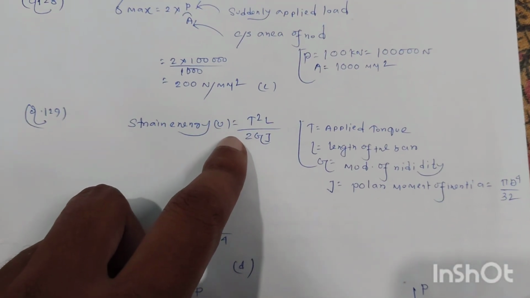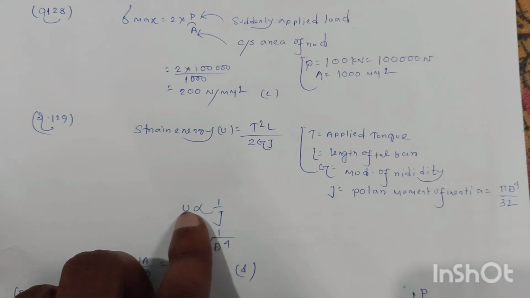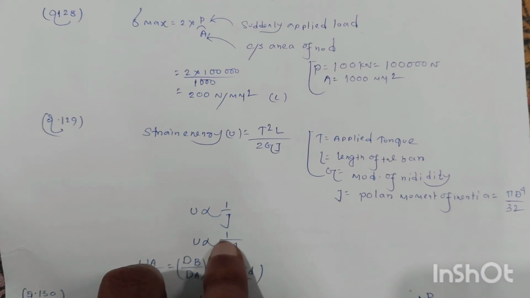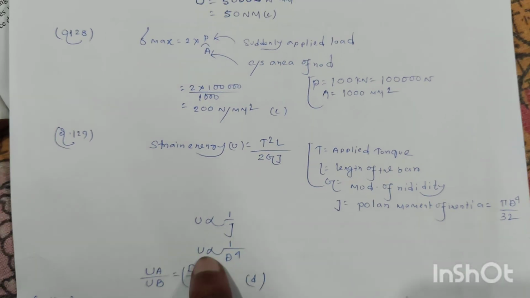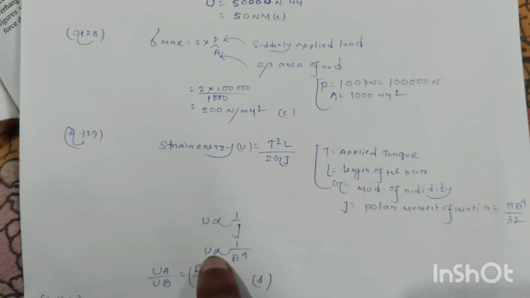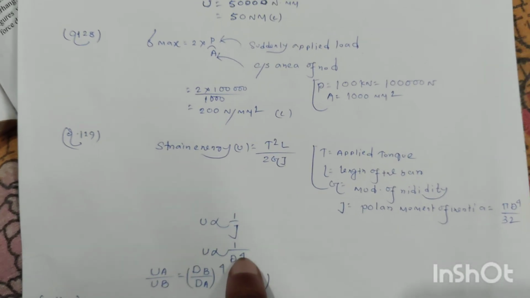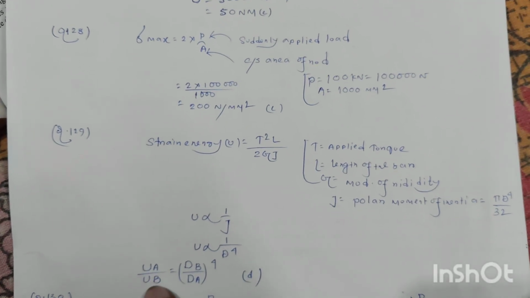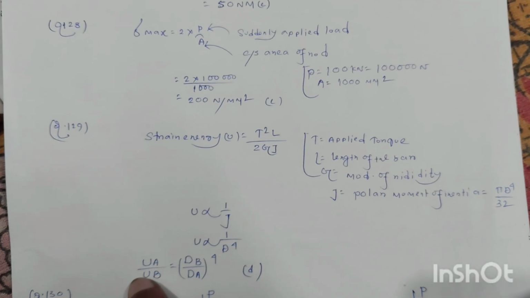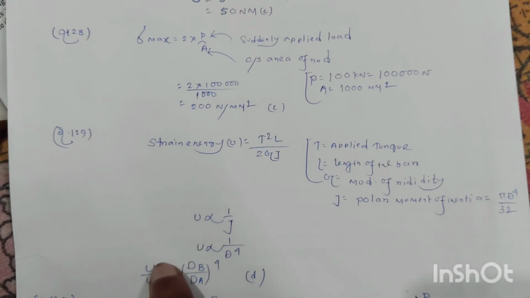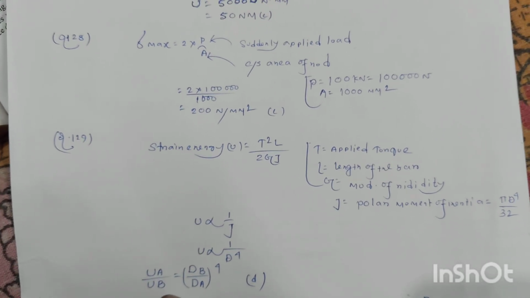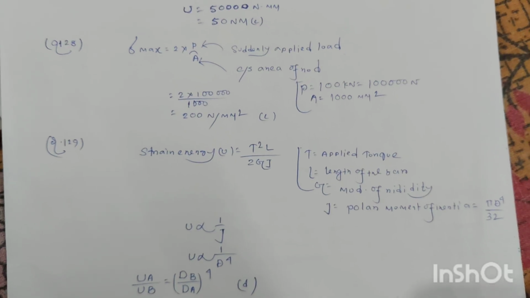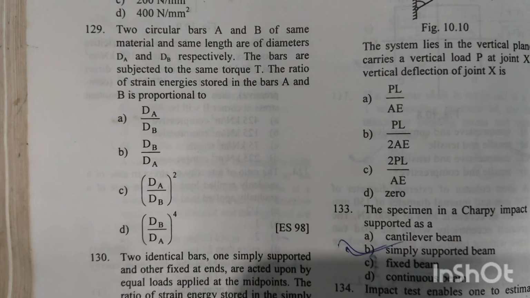So from this equation we can write strain energy U is proportional to 1 by polar moment of inertia of the bar. That means strain energy will also be proportional to 1 by d to the power 4, the diameter of the bar. So we can also write the strain energy of the bar A divided by strain energy of the bar B equal to diameter of the bar B divided by diameter of the bar A to the power 4. Option D is the right answer.